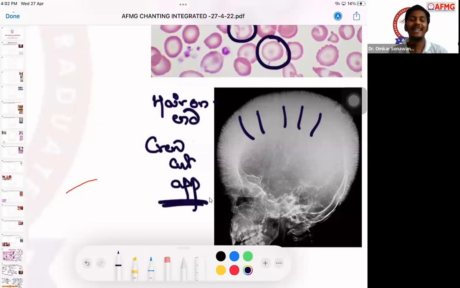So please remember, in any type of hemolytic anemia, this appearance would be seen. Why? Because in any type of hemolytic anemia, if there is destruction of RBCs, there would be a compensatory increase in production of RBCs also, and therefore on skull X-ray you can see this hair on end appearance or crew cut appearance.